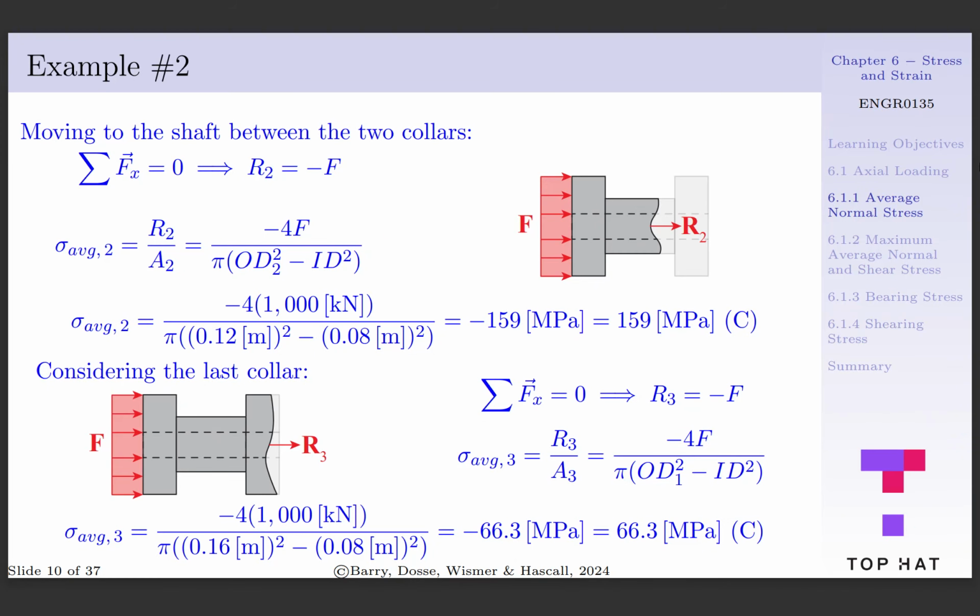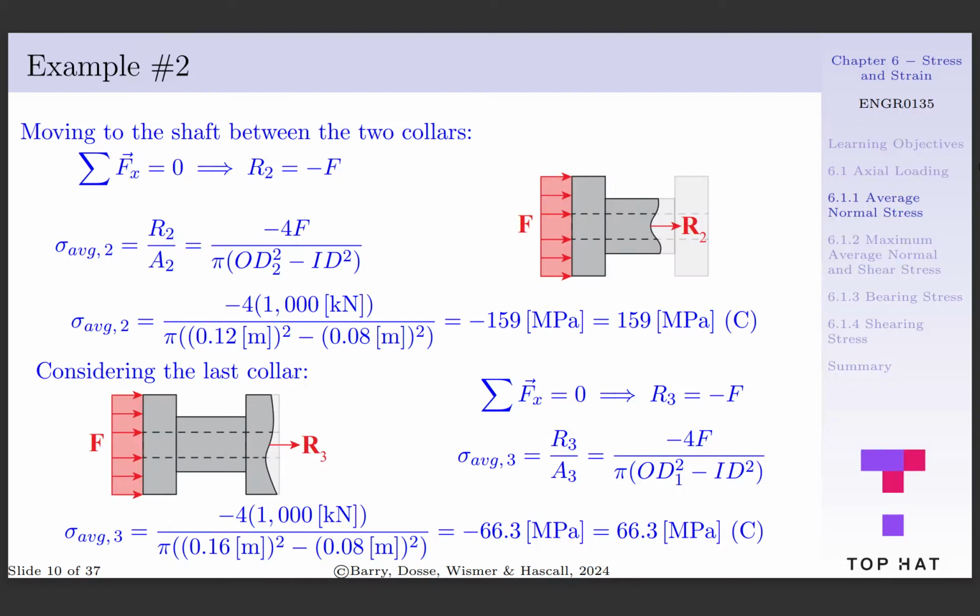Considering the last collar, the sum of forces in the x direction equals 0, which means that R3 equals negative F. The average normal stress in the member is then equal to negative 4 times 1,000 kilonewtons divided by the quantity pi times 0.16 meters squared minus 0.08 meters squared, which results in an average normal stress of negative 66.3 megapascal, and we note that this component is also in compression.